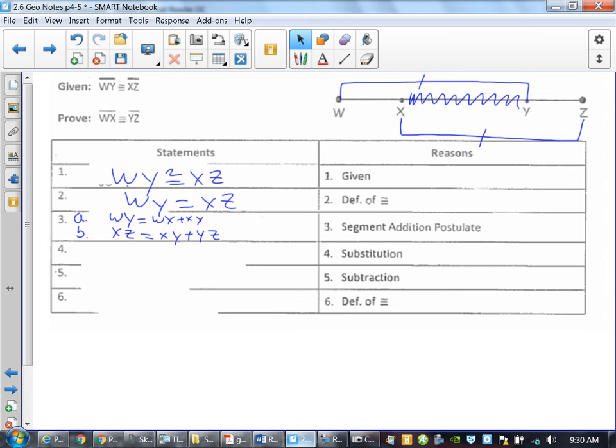Now, what am I going to substitute in to cancel each other out? Look at what we have written down. We have WY is equal to XZ. WY is that, XZ is the other part. So what do we know about those two smaller chunks? They equal each other.